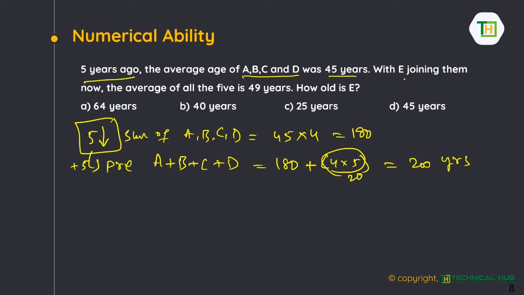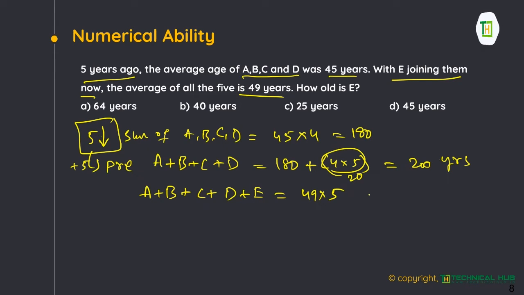And next, with E joining them now, the average of all 5 is 49 years. Here, if E joins them now, the average of all 5 members, in the sense A plus B plus C plus D plus E. So how old is E now? Therefore, the sum of all those 5 members is 49 into 5 members. 49 into 5. How much is it?